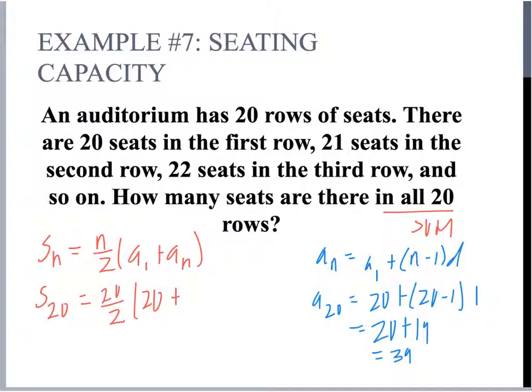So we're going to do 20 for the first row and 39 for the last row. And that will give us 10 times 59, which is going to be 590 seats in all 20 rows. Or 590 seats total. Okay.